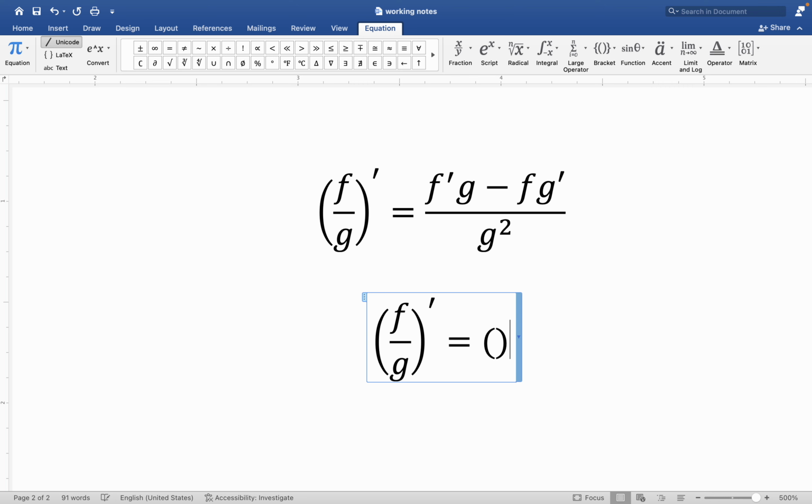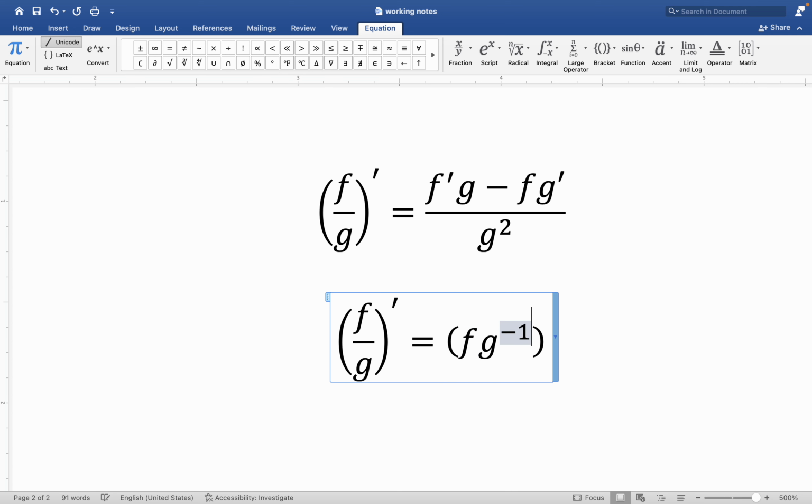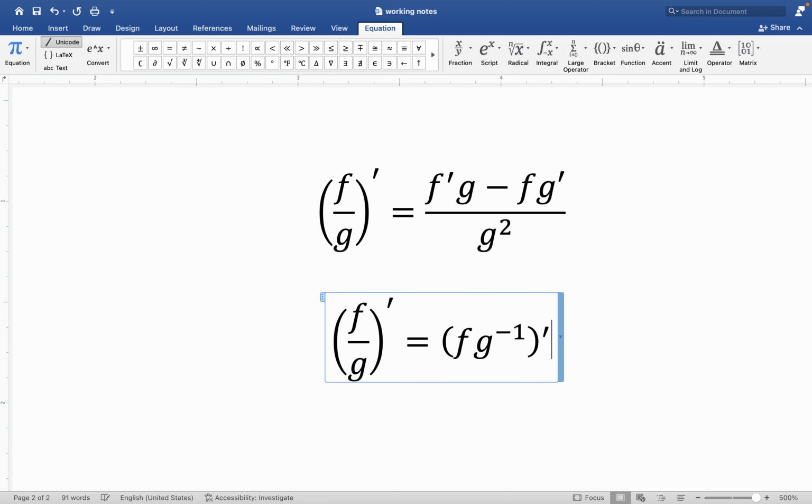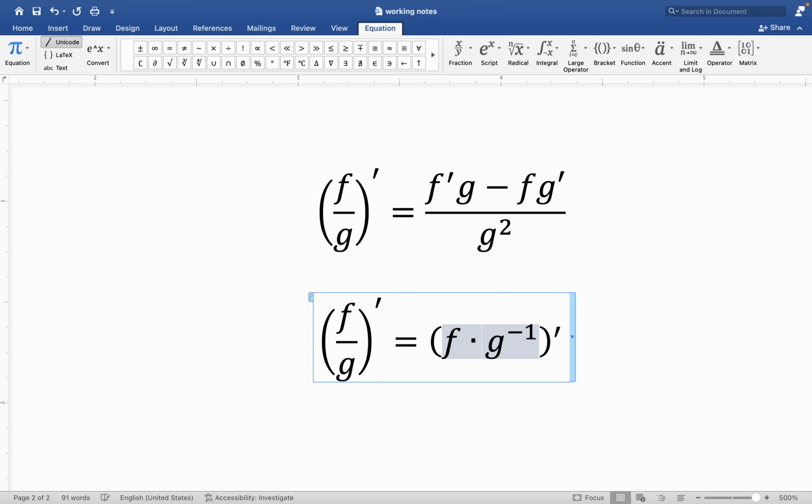So the first thing I'm going to do is rewrite that as f times g raised to the power of negative 1, right? So f over g is the same thing as f times g to the negative 1. To be clear here, only g is being raised to the negative 1, not f. And then what I have here is actually a product of two functions. f is the first function, and then g to the negative 1 is the second function. Maybe I'll put a dot in between these two to emphasize that. And so I can use the product rule on this.